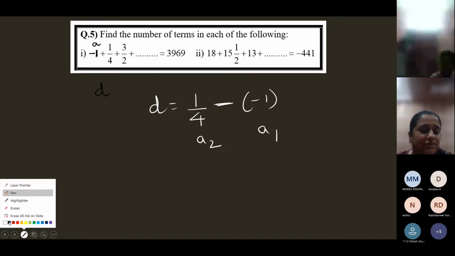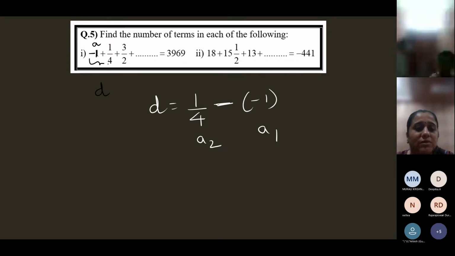Now the sum of how many terms will produce a total of 3969? How many terms of the AP must be taken to produce a sum of 3969? Same thing here: how many terms from the beginning must be considered to produce a sum of -441? That's the question.